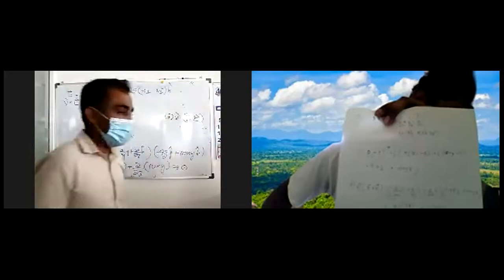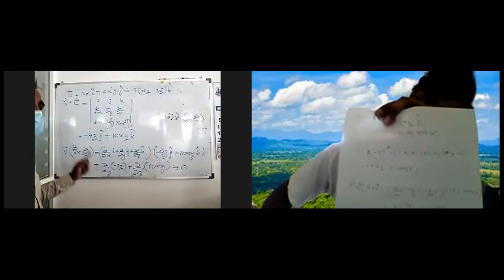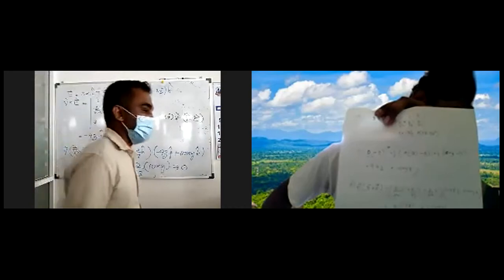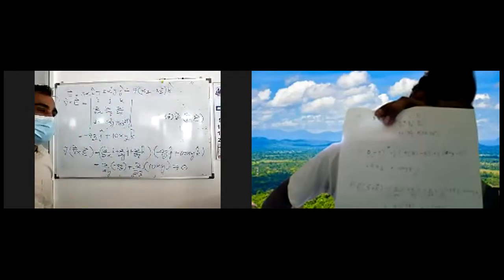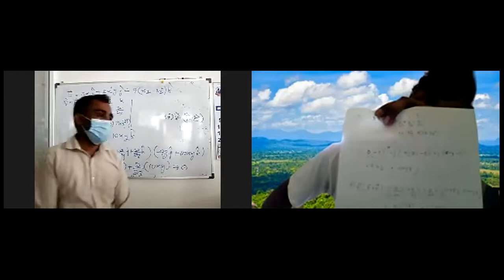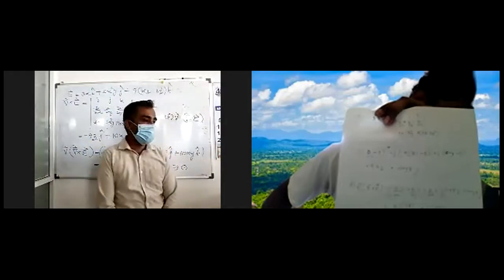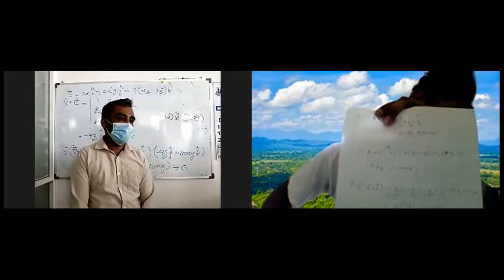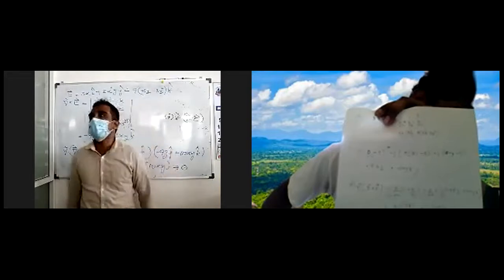But I need to ask a question from you. If a dot product is 0, what is the meaning of that? If a dot product of something is 0, what is the meaning? Students? Puzzle? Sir, if a dot product of something is 0, what is the meaning?